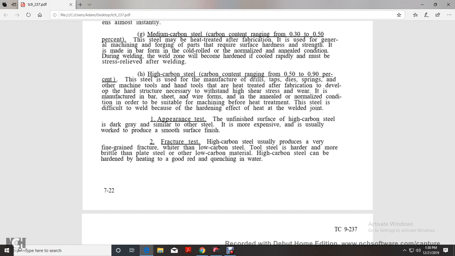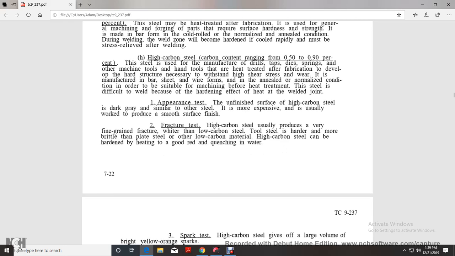Appearance: the unfinished surface of high carbon steel is dark gray and similar to other steel, but more expensive, and is usually worked to produce a smooth surface finish. Fracture test: high carbon steel usually produces a very fine grain fracture, whereas low carbon steel is softer. Tool steel is harder and more brittle than plate steel with low carbon material. High carbon steel can be hardened by heating to a good red and quenching in water.